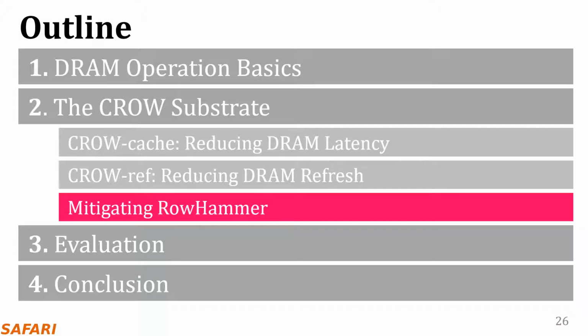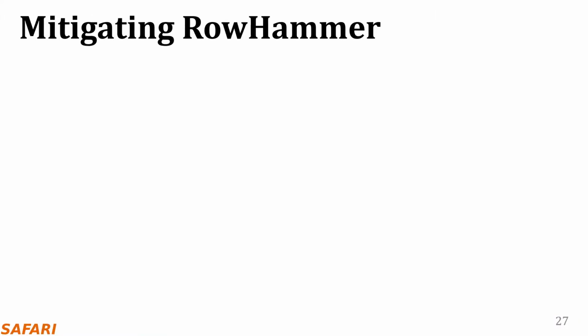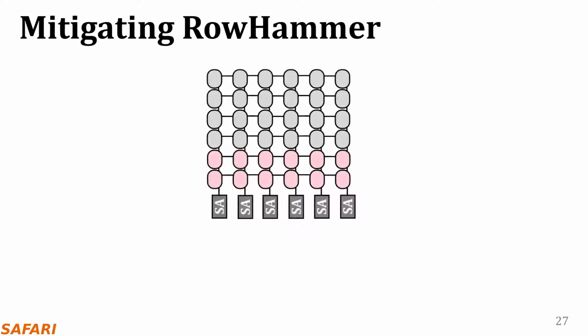Let me now tell you about the third mechanism. In addition to CrowCache and CrowRef, in the paper we also briefly discuss a third mechanism that uses Crow to mitigate RowHammer errors. RowHammer is a vulnerability caused mainly by process technology scaling. As the DRAM cells become smaller and get closer to each other, they become more sensitive to electromagnetic interference. RowHammer errors are basically induced by rapidly activating and precharging a row. This operation disturbs the cells in neighbor rows and has a chance to flip some of the bits stored there.